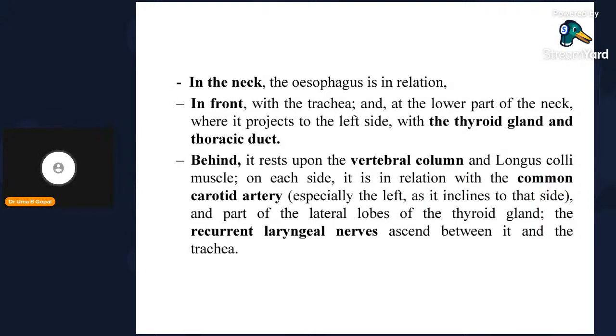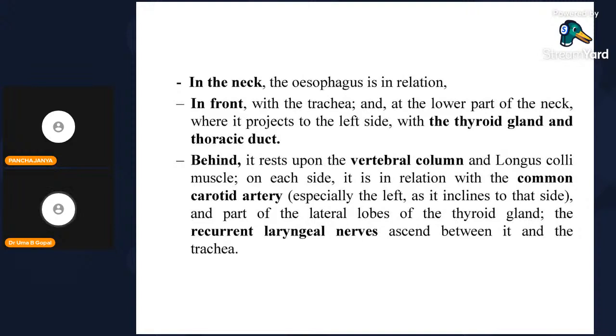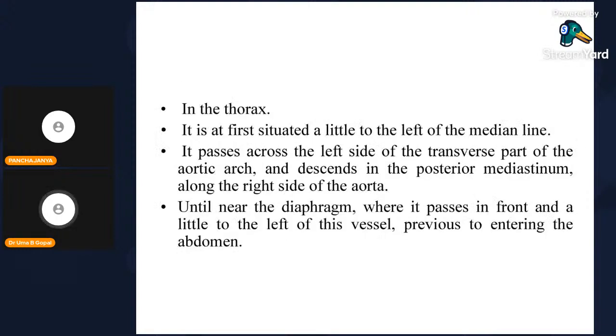In the neck, the esophagus is related in front to the trachea, and at the lower part of the neck, where it projects to the left side, to the thyroid gland and thoracic duct in front. Behind, it rests upon the vertebral column, and the muscle in the cervical region is the longus colli. On each side, it is related to the common carotid artery, especially on the left side as it inclines to that side, and to part of the lateral lobe of the thyroid gland and the recurrent laryngeal nerves.